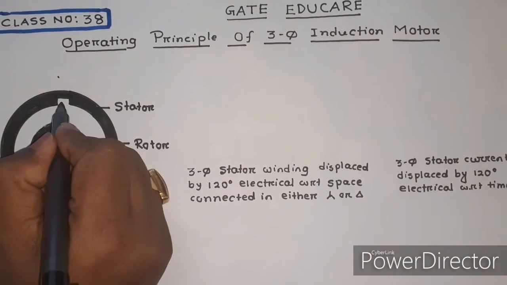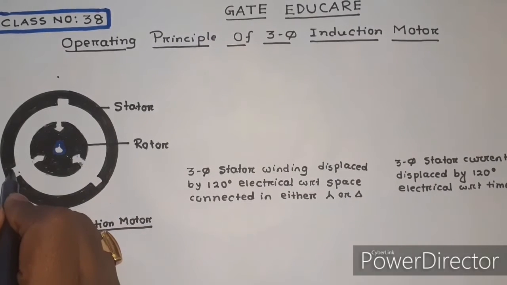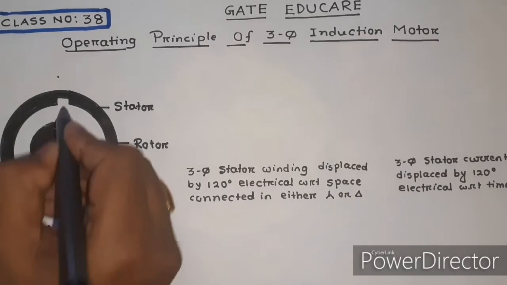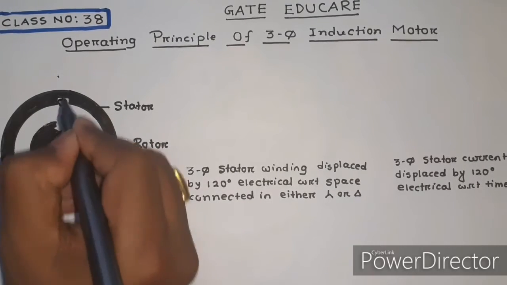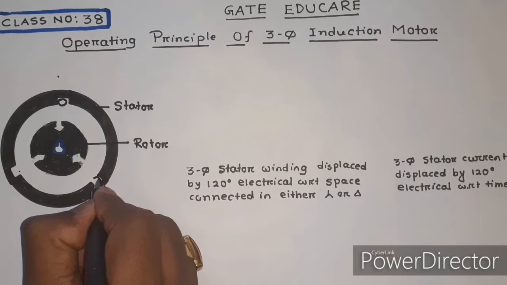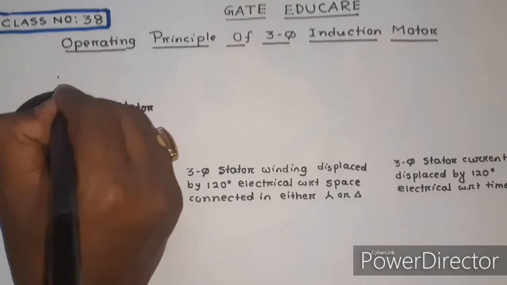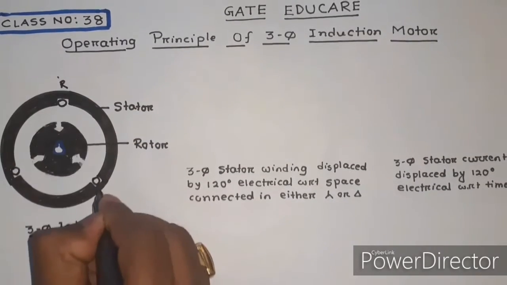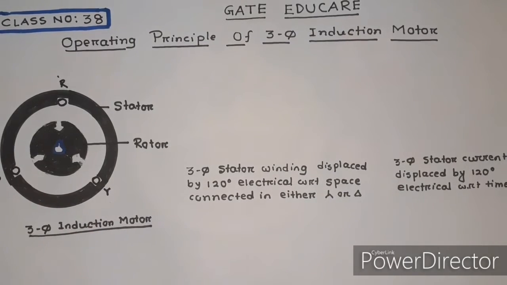Let these slots correspond to R phase, these slots correspond to Y phase and these slots correspond to B phase. That means in these slots the R phase winding will be accommodated, in these slots the Y phase winding will be accommodated, and in these slots the B phase winding will be accommodated. That means this is the R phase, Y phase and B phase.